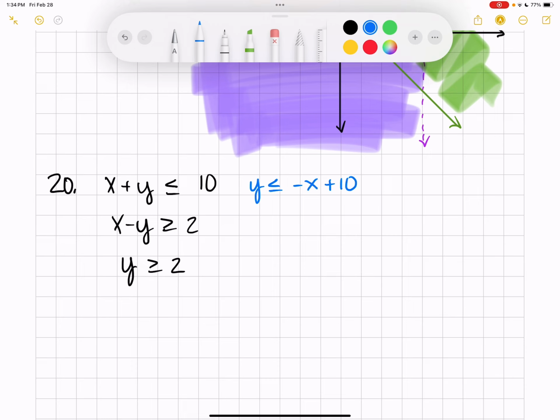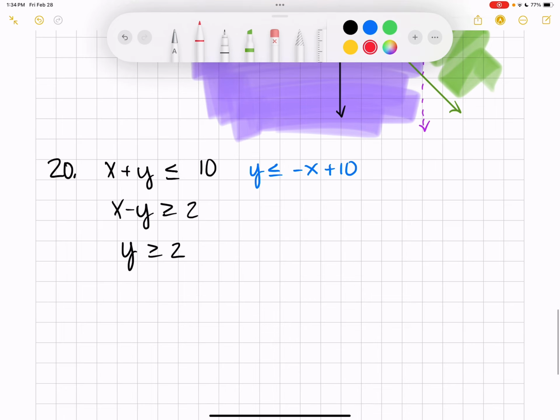What do I do to get y by itself in this one? You gotta subtract x and then divide by -1. So I've got negative y is greater than or equal to negative x plus 2. What happens when I divide by that negative? The sign flips. Yep, it flips. So I'm going to have y is less than or equal to x minus 2. And then the last one is obviously just y is greater than or equal to 2.